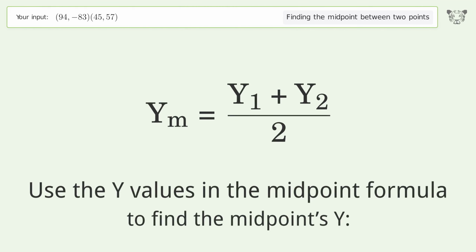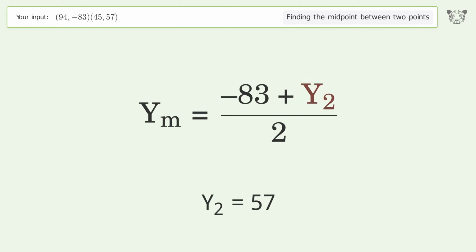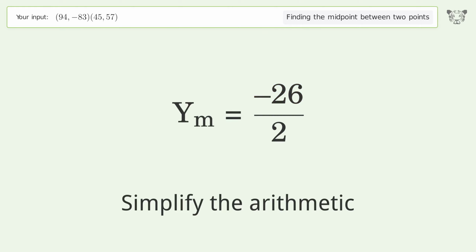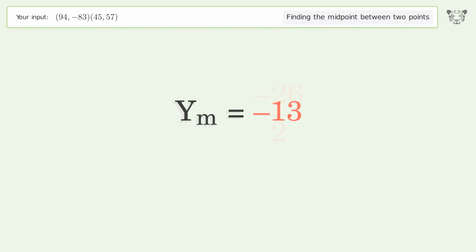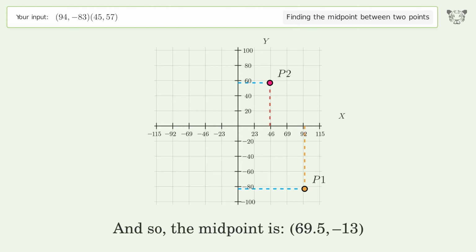Use the y values in the midpoint formula to find the midpoint's y. y1 equals -83. y2 equals 57. Simplify the arithmetic. And so, the midpoint is 69.5, -13.